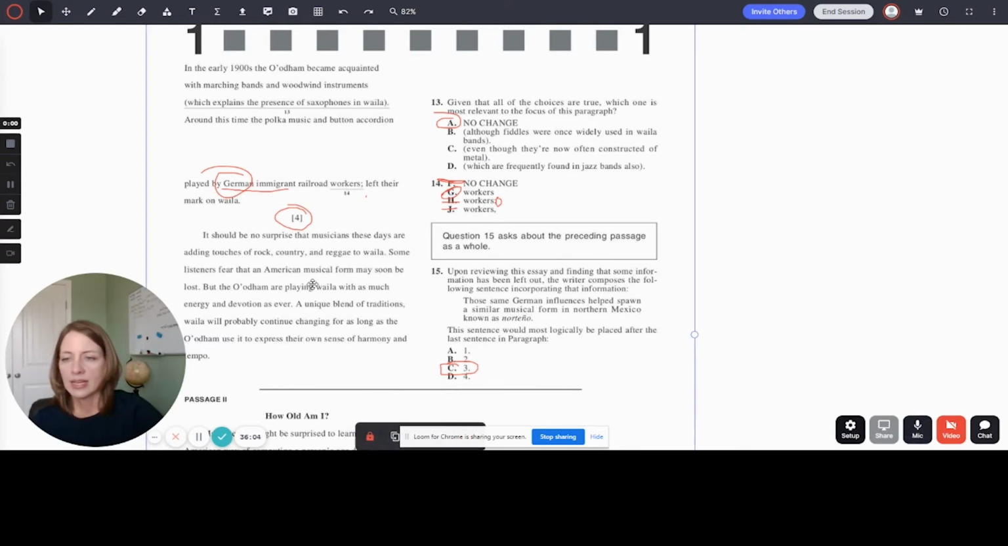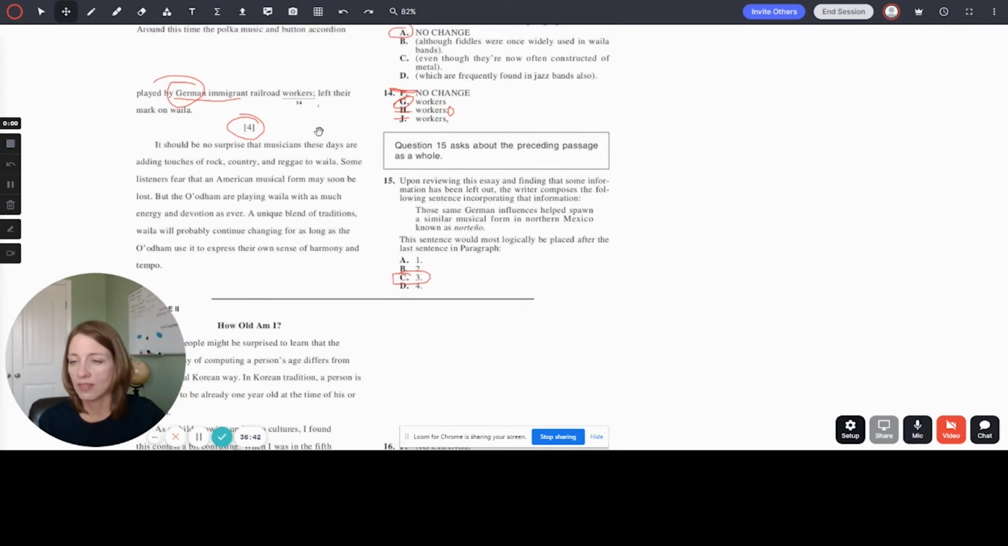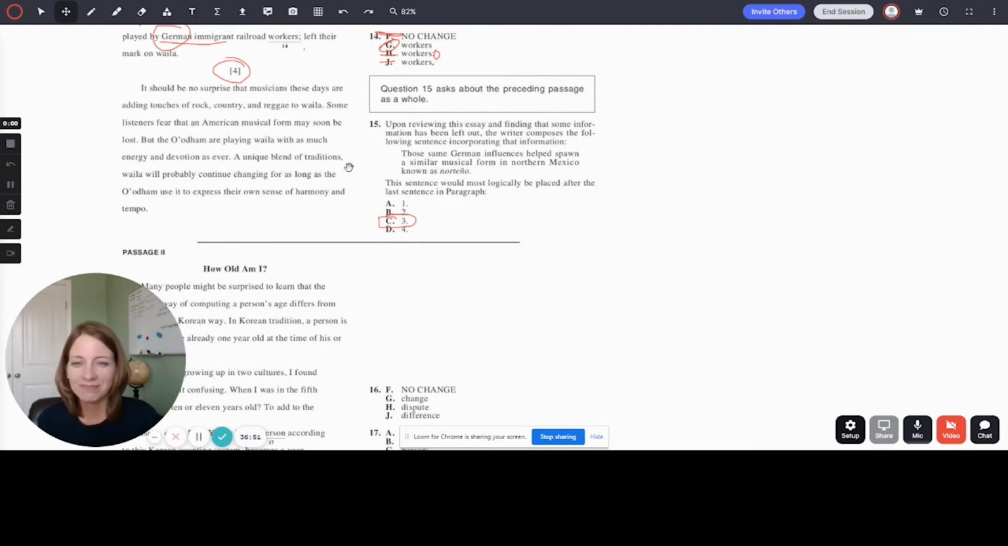So let me read this little paragraph. It should be no surprise that musicians these days are adding touches of rock, country, reggae to Wally. Some listeners feel that an American musical form may soon be lost, but the Ode are playing Wally with as much energy and devotion as ever. A unique blend of traditions. Wally will probably continue changing for as long as the Ode use it to express their own sense of harmony and tempo. My apologies to that people group because I just spent this whole time saying it wrong. So I would go with 3 because we talk about German influences there, talk about German immigrant railroad workers, and we want that to continue on. We want those thoughts to be near each other.